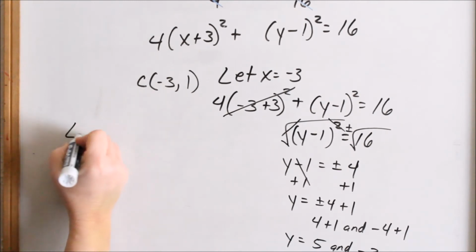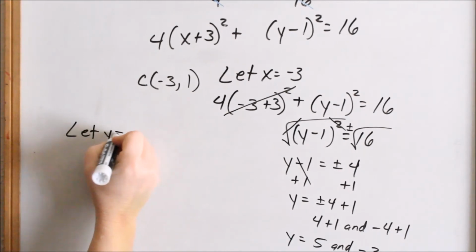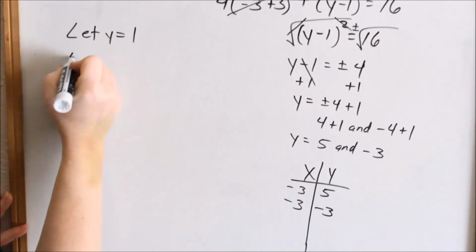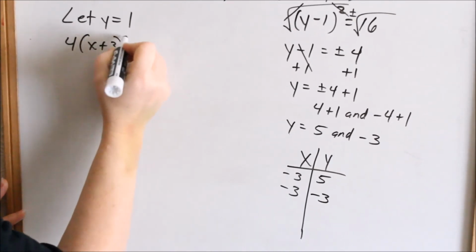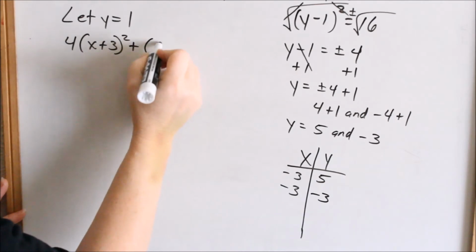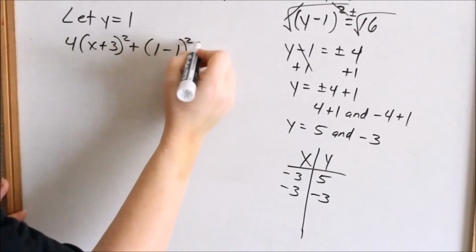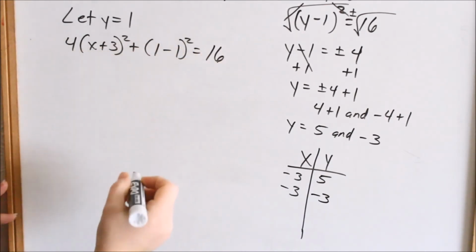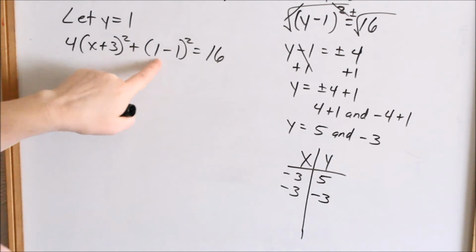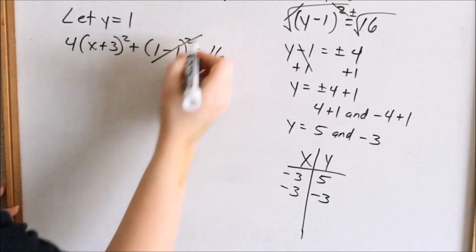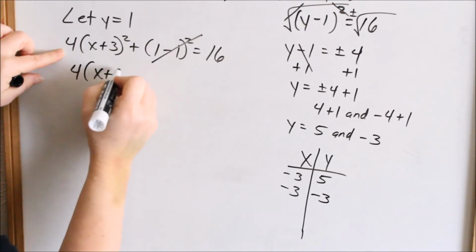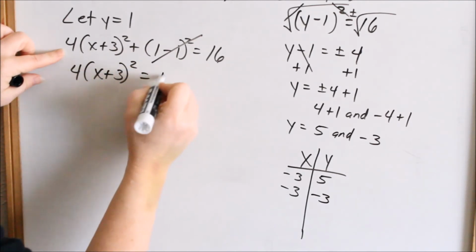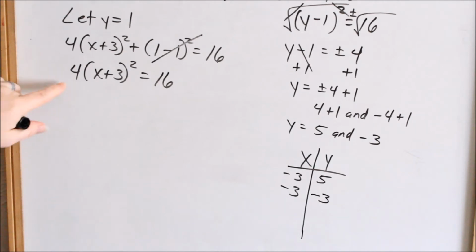So we're going to say let y equal 1. So everywhere we see a y, we can put in a 1. So 1 minus 1 squared equals 16. So 1 minus 1 is 0, and 0 squared is 0, so that whole thing goes away. So the only thing we have left is this. So we're trying to solve for x.